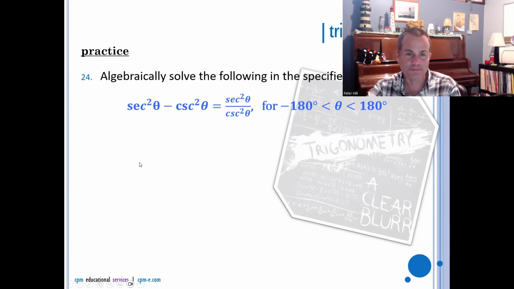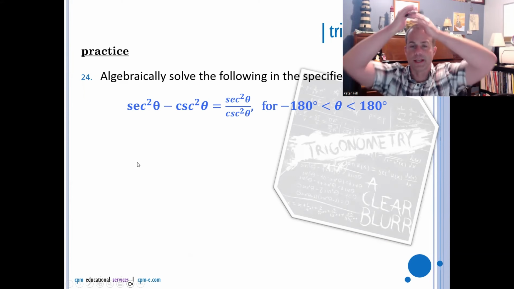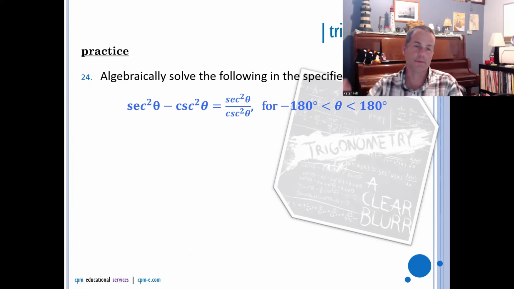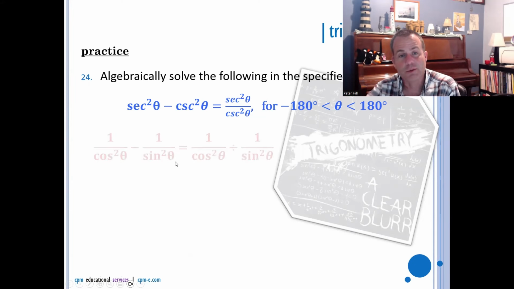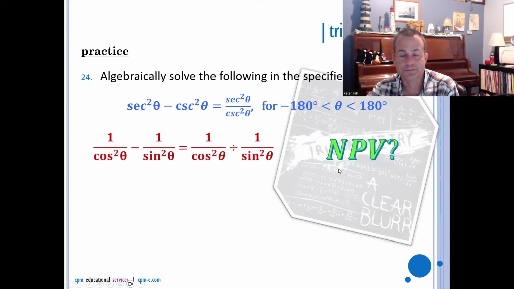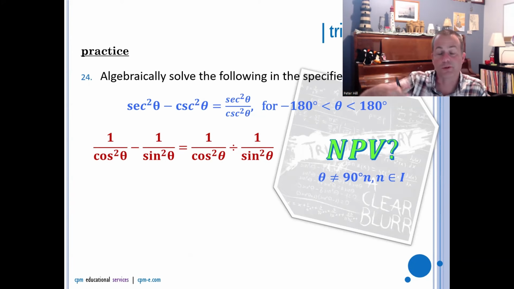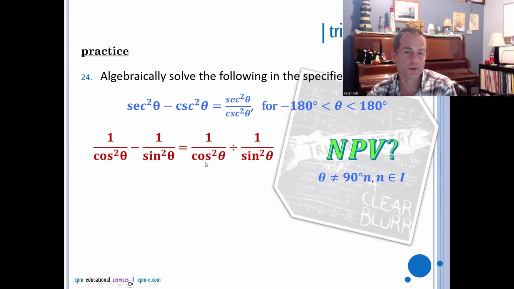Okay, so non-permissible values then will be if sine of theta can't be 0 and cos of theta can't be 0, that would be essentially 90 degrees n, where n is a member of the integers. Okay. So 90 degrees n, where n is a member of the integers. Now, I've switched everything to sine and cosine. And now if I'm dividing 1 over cos squared divided by 1 over sine squared, that's going to be sine squared over cos squared, or sine squared theta over cos squared theta.